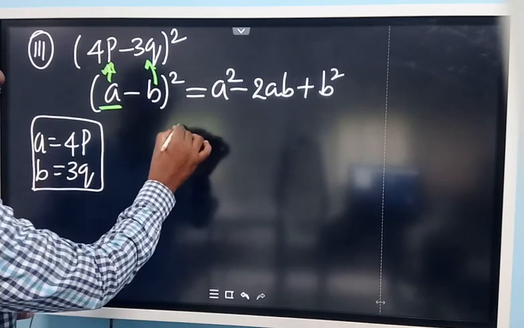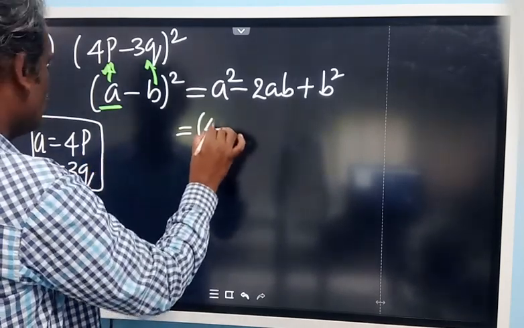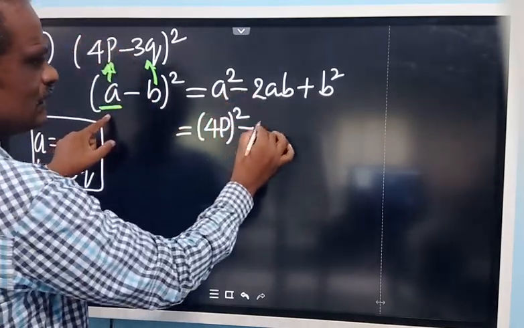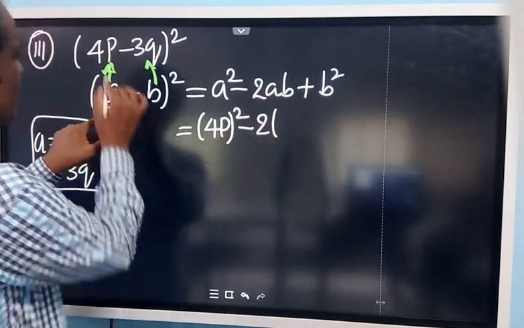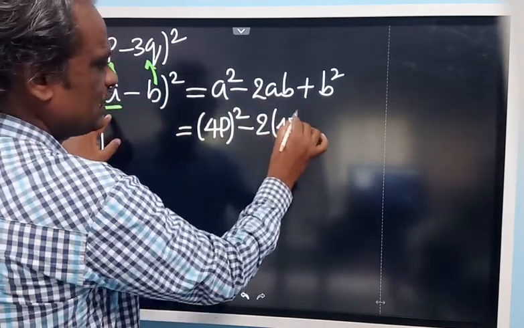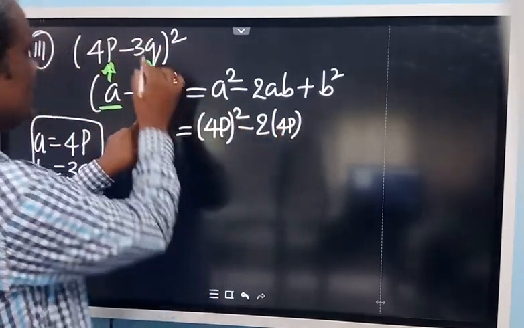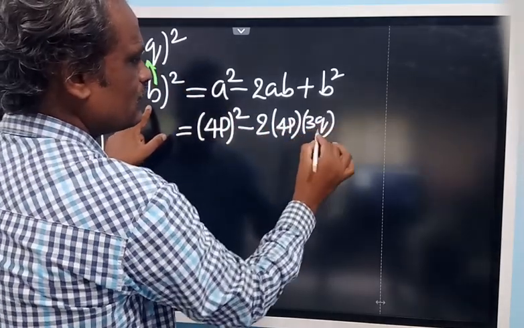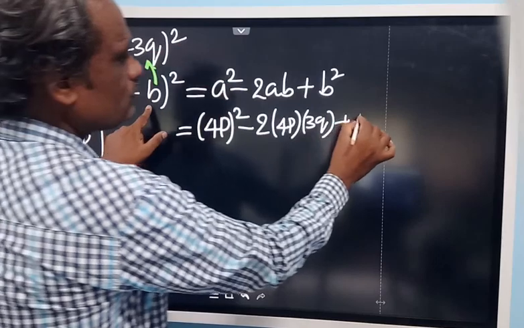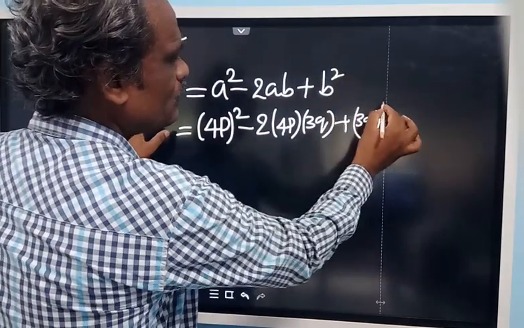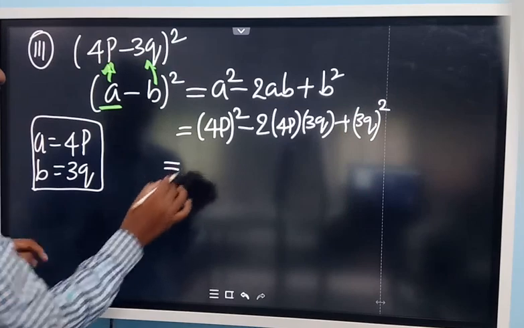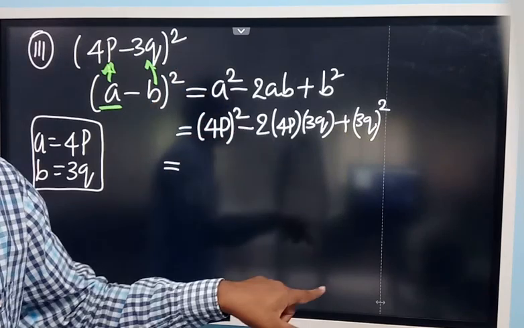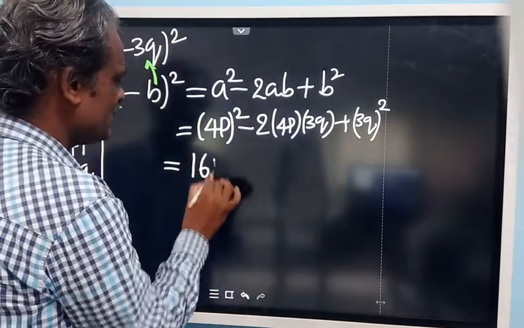That's all. So now you can substitute. In place of a you write 4p, so it is 4p whole square. Minus you write as it is. 2 as it is. a is 4p and b is 3q, so minus 2 into 4p into 3q. Plus b, again 3q, and since there is a square, you write square there again. 4p whole square means write 4p twice, 4p into 4p. So it becomes 16p square.